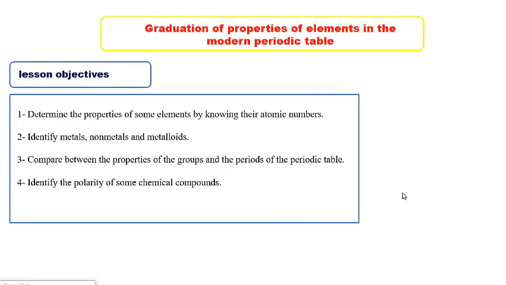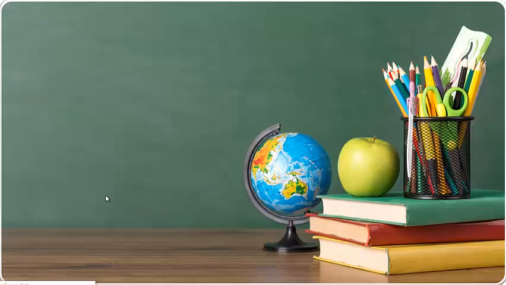Okay. At the end of our lesson today, we must know the four objectives. Number one, determine the properties of some elements by knowing their atomic number. Number two, identify the metals, non-metals, and metalloids. Number three, compare between the properties of groups and the periods of the periodic table. Number four, identify the polarity of some chemical compounds.